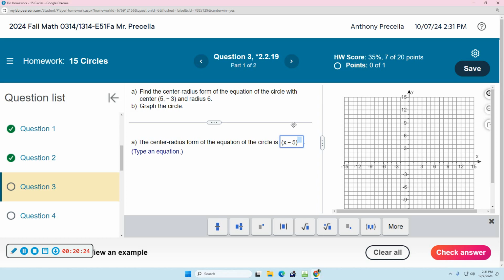Remember, it's a shift up arrow if you don't want to bother with the hot button. Square, right arrow, plus, left parenthesis, y minus 3. Oh, wait a minute. No, it's y plus 3, isn't it? Plus 3. Shift up arrow, square, equals 36. Is that what I wanted to type? Yeah.